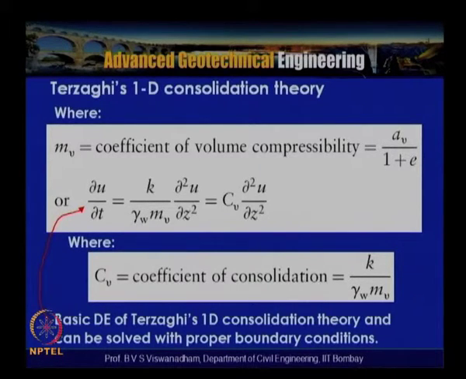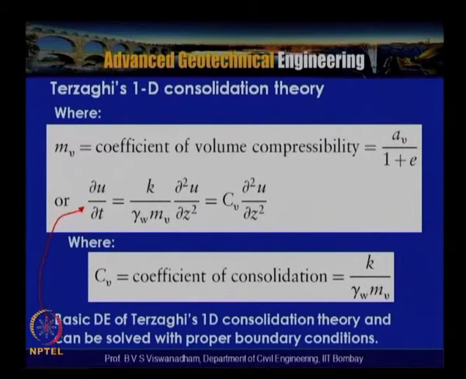So if you look at this, k, the coefficient of permeability, is related as k = Cv γw mv. mv is the coefficient of volume compressibility, and γw is the unit weight of water. And in the basic differential equation, Cv is nothing but the coefficient of consolidation. The units of this coefficient of consolidation are meters squared per second.